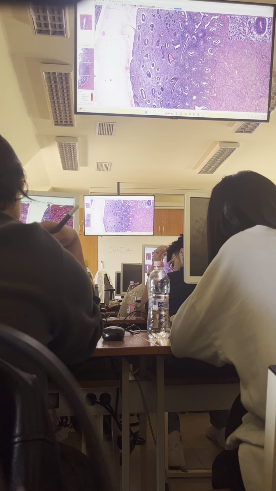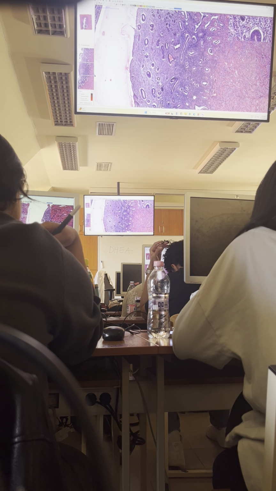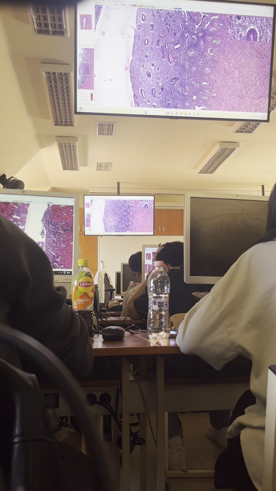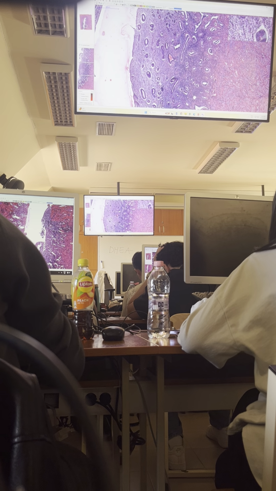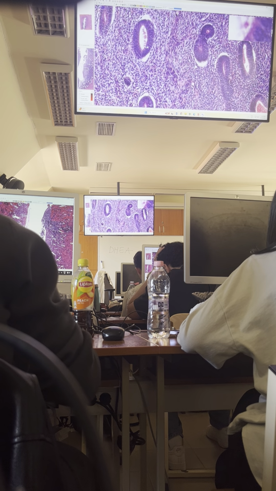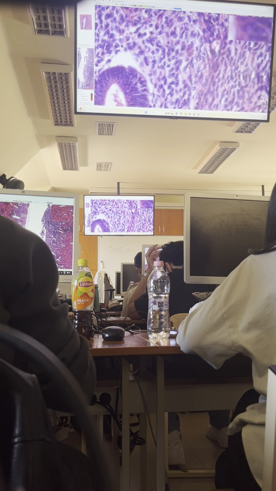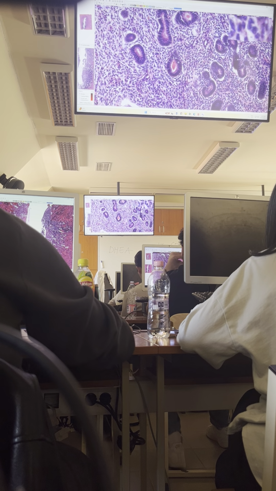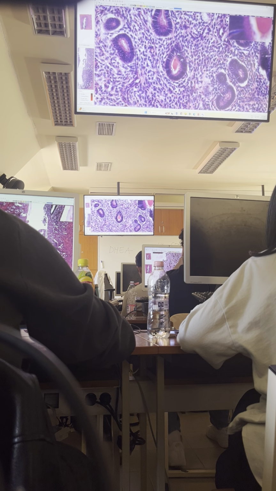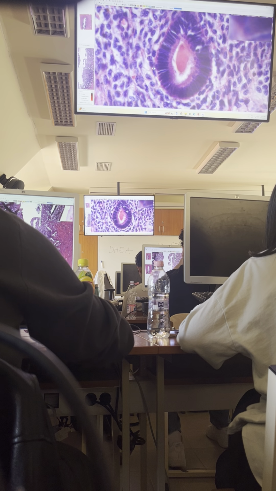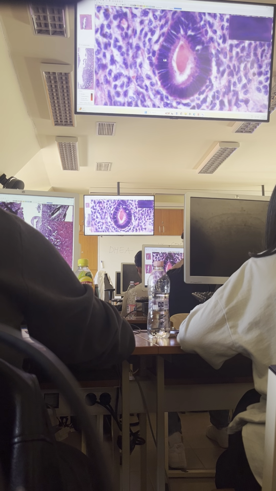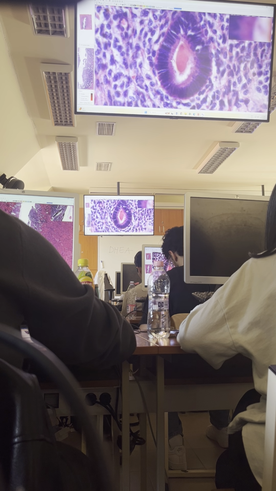Okay. The secretory mechanism of these glands is merocrine. And if you magnify one of these glands, you can see that the nucleus of secretory cells is columnar, and the nucleus is more or less in the center of this columnar cell, right?